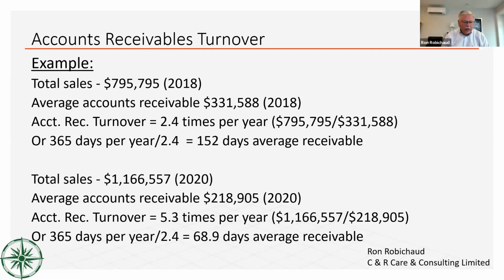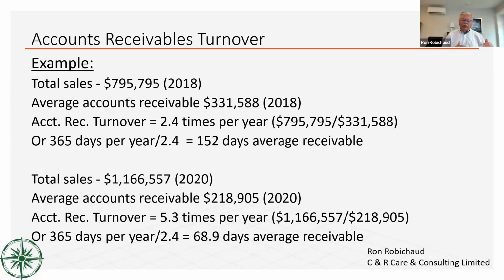In 2020, the situation got a little bit better. Sales were 1.1 million. Accounts receivables were 218,000. The accounts receivable turnover was 5.3 times per year. So now people were paying on average 68.9 days.